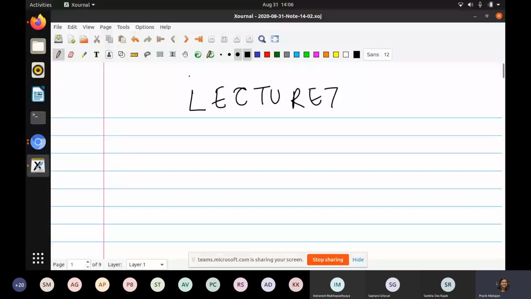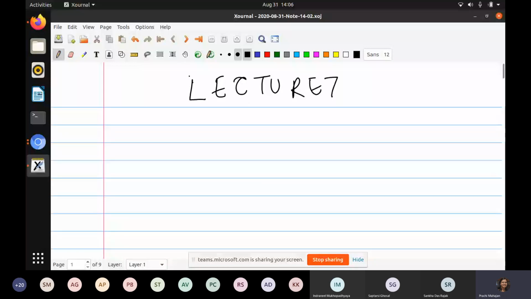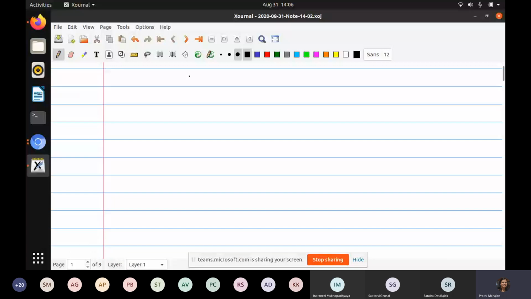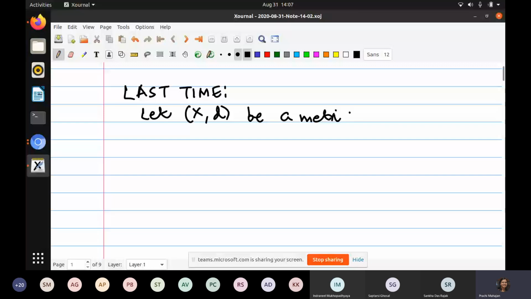Okay. So assuming that there are no questions, let's recall what we did last time. Last time we introduced the concept of a metric space. Remember, a metric space means that you have a set and a function defined on the product space. So let's recall, let (X, D) be a metric space. X is a set and D is a real valued function defined on the product space X cross X, satisfying certain properties. And we saw several examples last time.